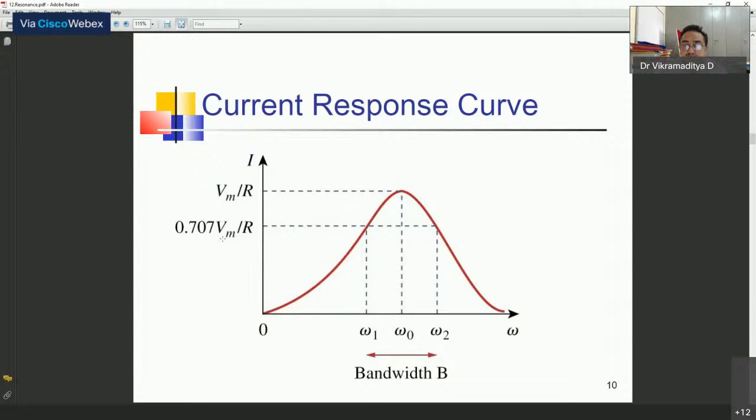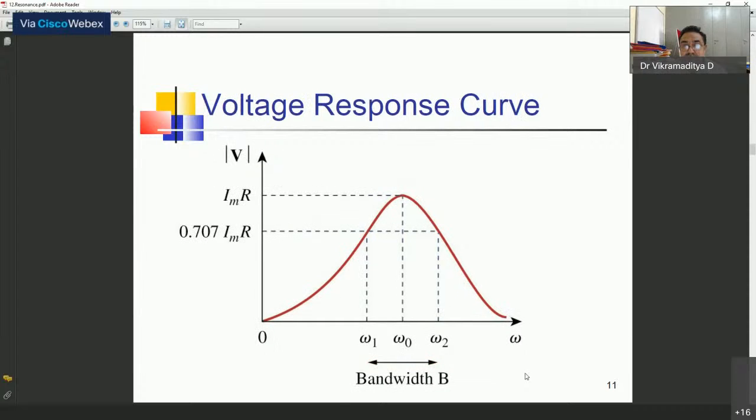In case of the half power frequency, from the current point of view, it will be the maximum current divided by root 2. So 1 upon root 2 is also written as 0.707. If you want to indicate where the half power frequency is lying, find I max upon root 2, that is Vm by R upon root 2, or 0.707. These are the 2 points corresponding to the half power frequency. So from the current response curve also you can find the bandwidth by taking the difference of the two frequencies present at 1 upon root 2 times the maximum current.